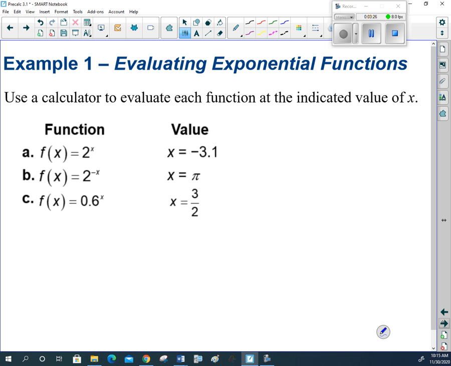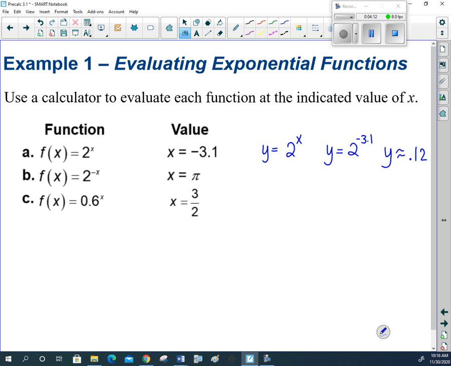Okay, so this says use a calculator to evaluate each function at the indicated value. This is just an exercise in running your calculator and finding the right buttons. So you want to get your calculators out. This first one, we're going to say y equals 2 to the x, and in our calculator we're just going to take 2 and raise it to the negative 3.1 power, and when we do that, going to 2 decimal places, we end up with approximately 0.12.